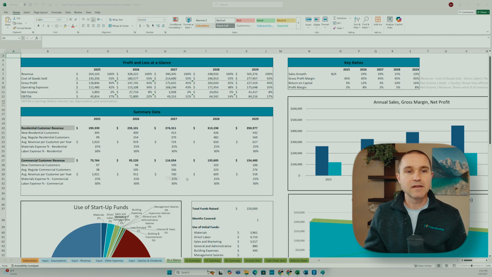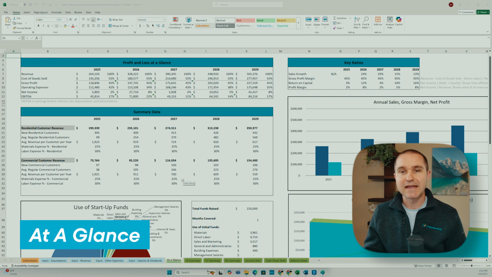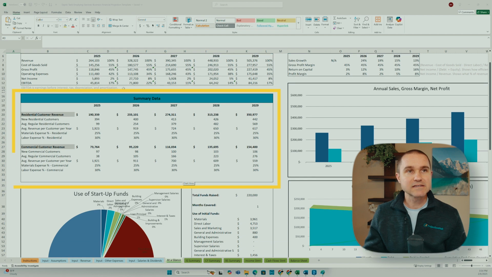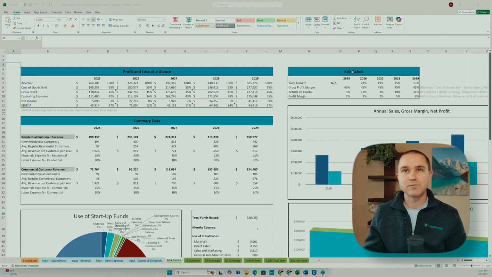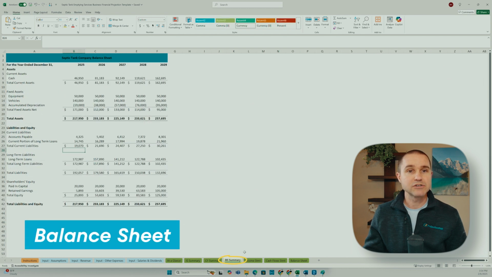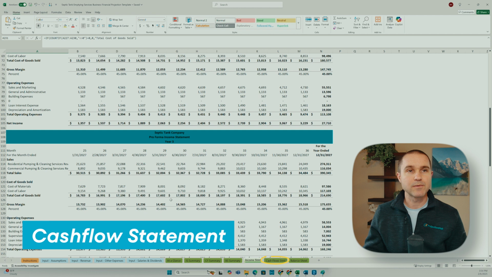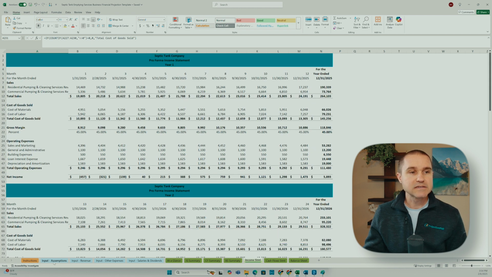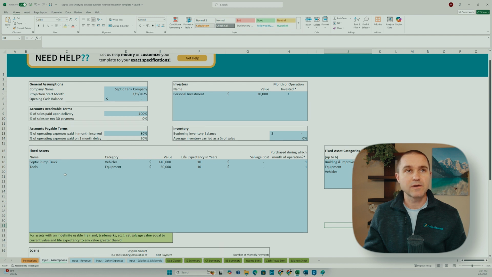So I'm going to start here on the at a glance tab, and this is kind of the end of the process. After you have entered in all the assumptions, you're going to get some nice profit and loss glance tables and charts, some graphs, some key ratios here. You're also going to get a 5-year income statement summary, 5-year cash flow summary, 5-year balance sheet, and then the income statement, cash flow statement, and balance sheet all broken down by month for each of the 5 years. But in order to produce those reports, we have a little bit of work to do.